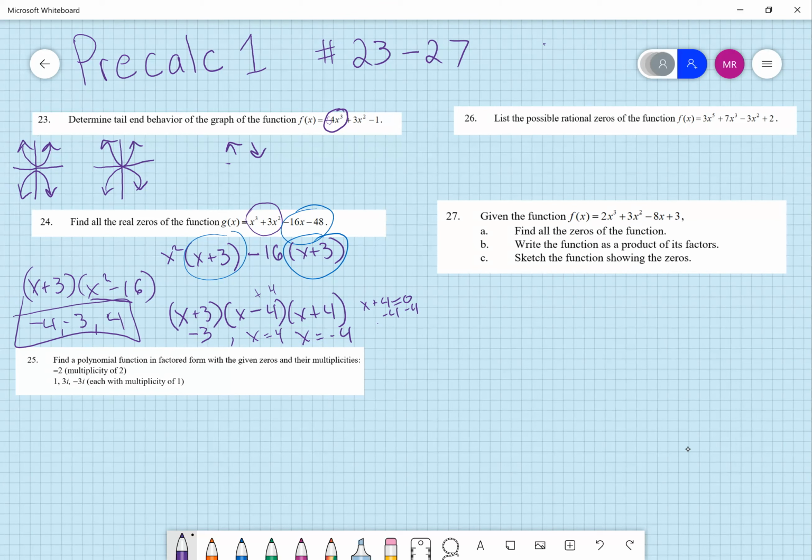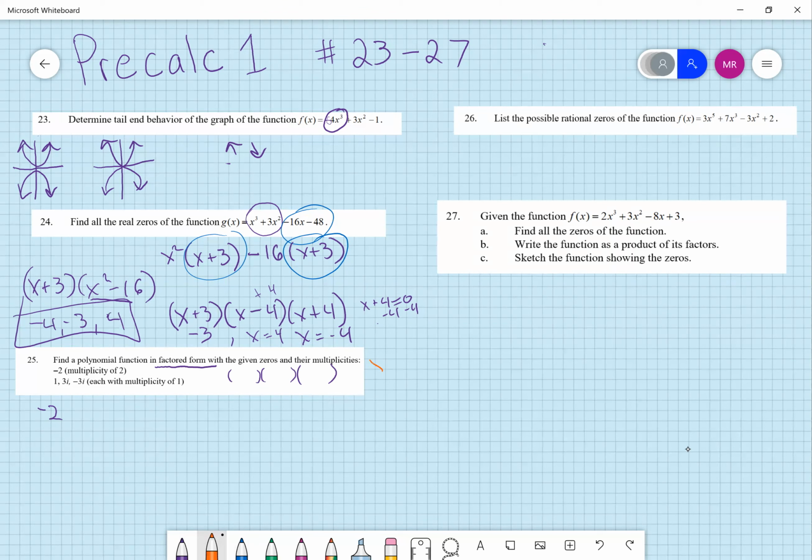25 says find a polynomial function in factored form with the given zeros and their multiplicity. So luckily it's in factored form, which means I've got my parentheses and I've broken it down into its basic groups. So let's see what we've got. We've got negative 2 with a multiplicity of 2. So let's look at that one really quickly.